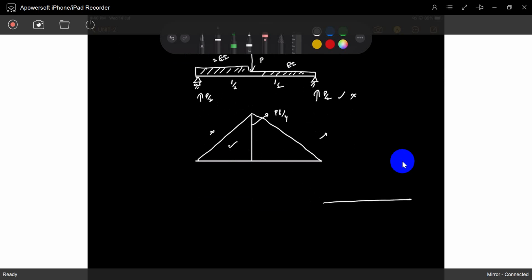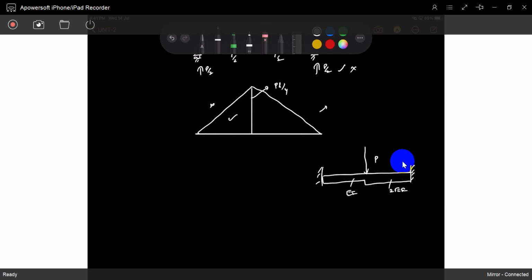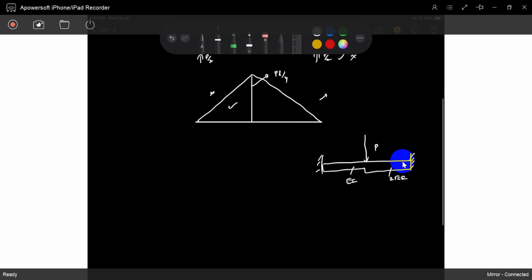Same thing, if it is a fixed beam and I apply a load P, and you see the same setup like this. This is 2EI and this is EI. Flexural rigidity is different, which means the cross section is different. We already know that if it has equal flexural rigidity EI and load P is applied, the fixed end moments are PL by 8 at this end and also PL by 8 at the other end. You know it? We already solved it.